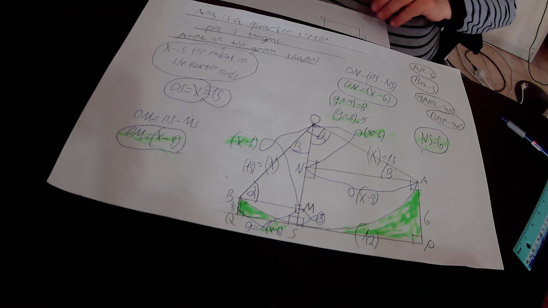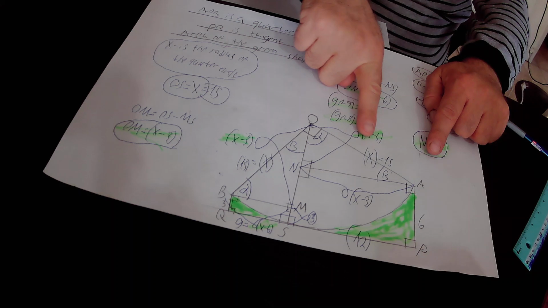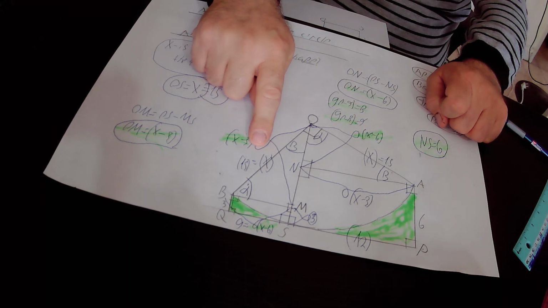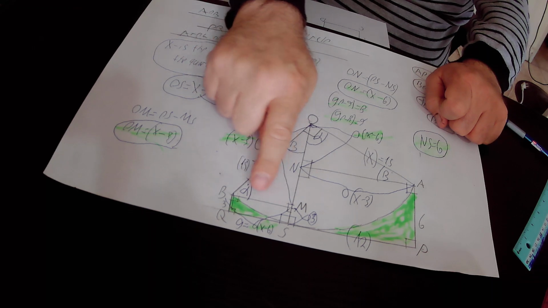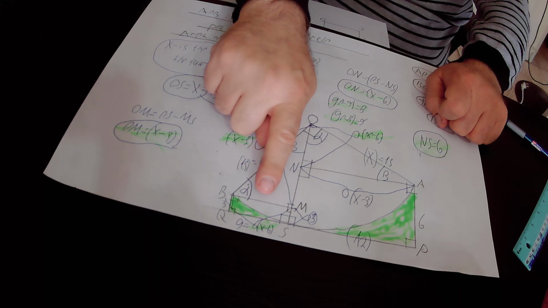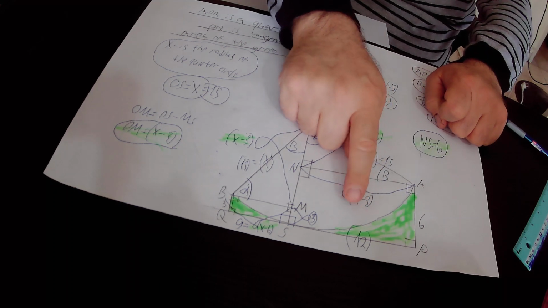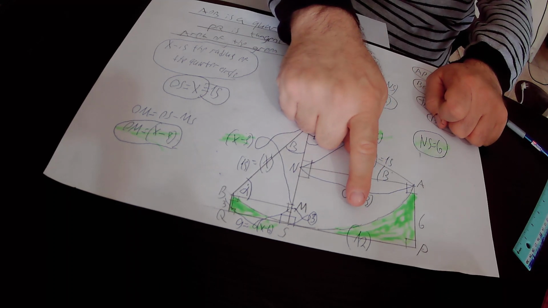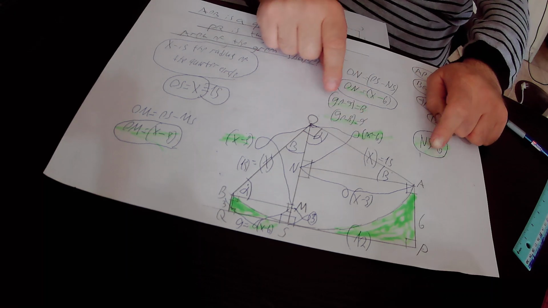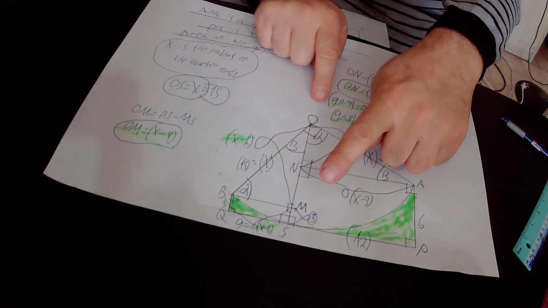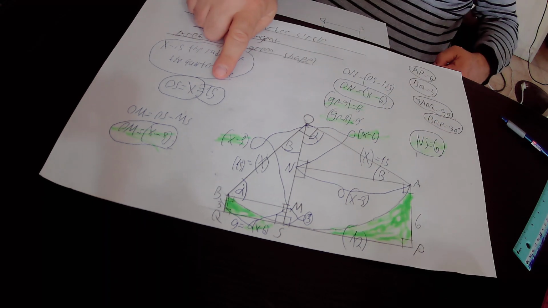So here x equals 15, for A, that is x equals 15, and for B, that is x also equals 15. QS is x minus 6, that is 15 minus 6, that is 9. SP is x minus 3, that is 15 minus 3, that is 12. O is x, that is 15, and OS is also x, that is 15.